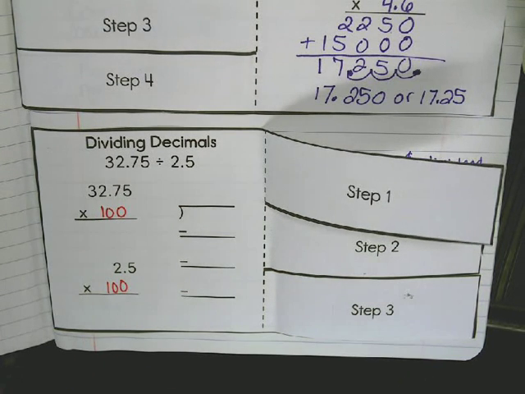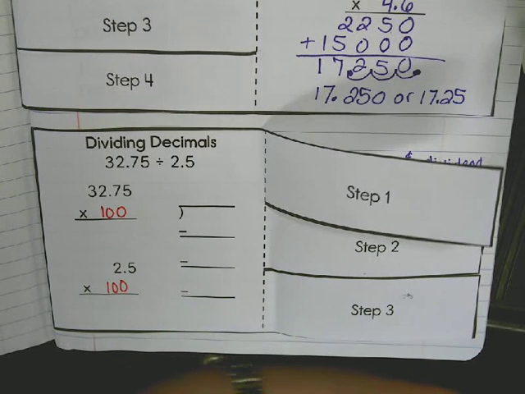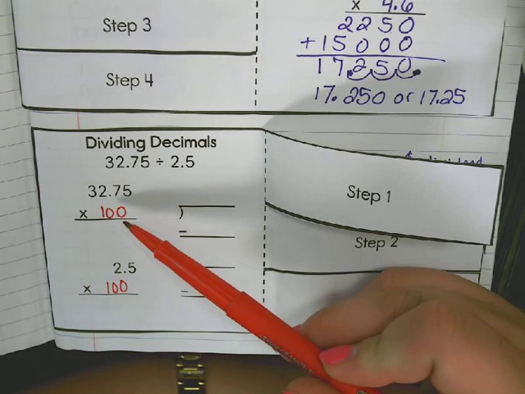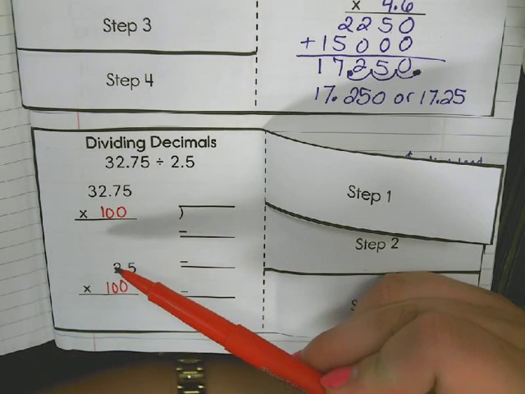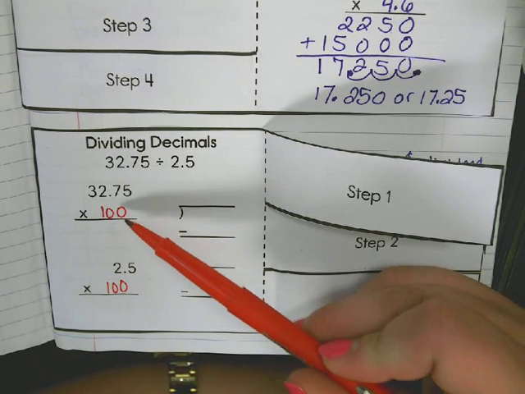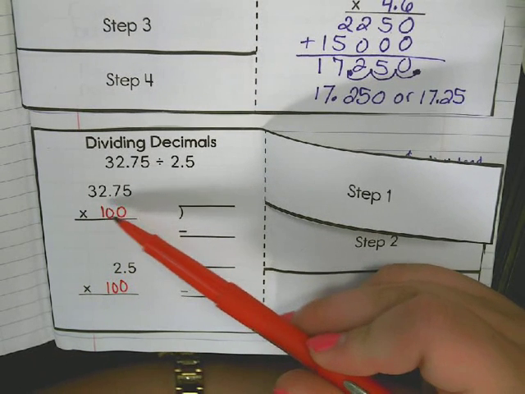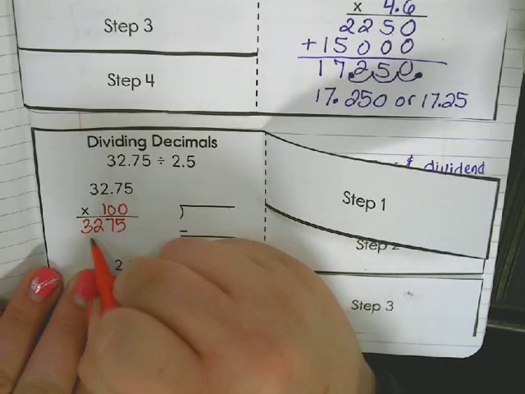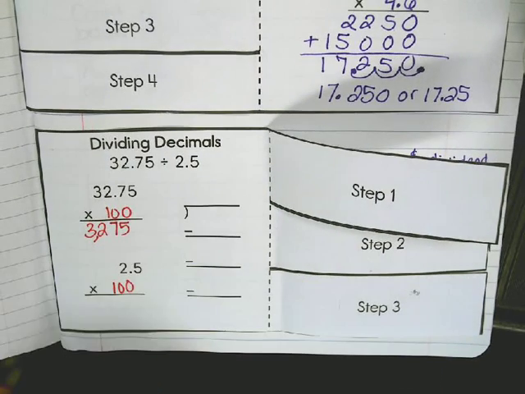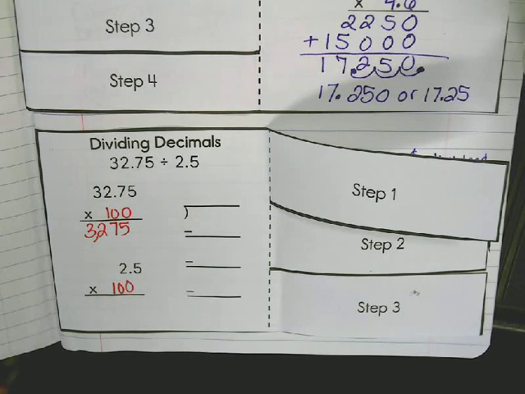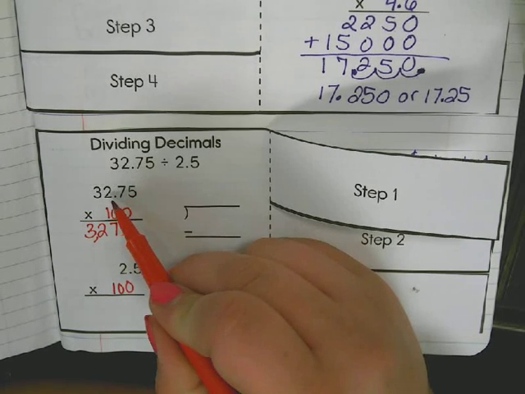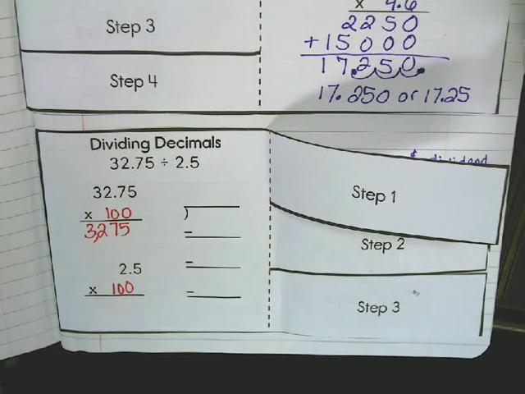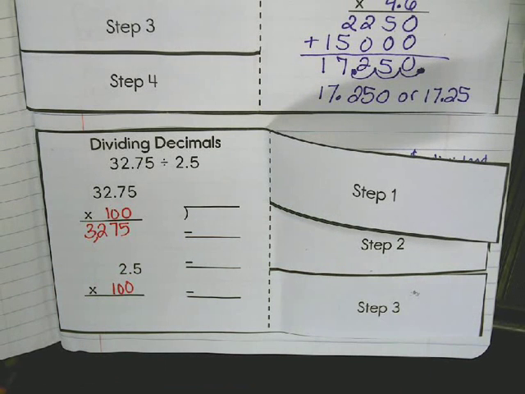Okay, so this is where the shortcut happens. Because I'm multiplying it by 100, all I'm doing is moving that decimal 2 places. Because how many zeros do I have? I have 2. So my answer is now going to be 3,275. Whenever you multiply by 100, you move that decimal that many places, how many zeros there are, to the right. So the answer is 3,275.